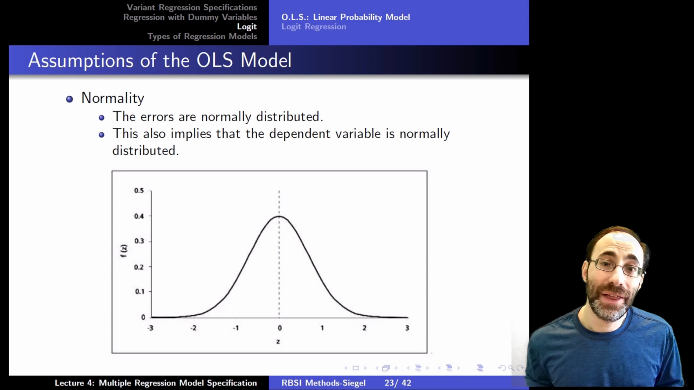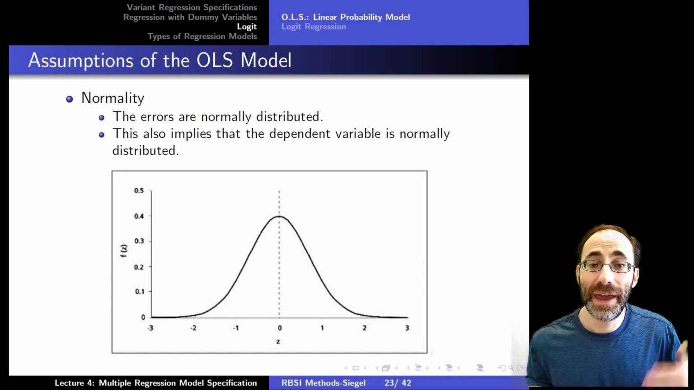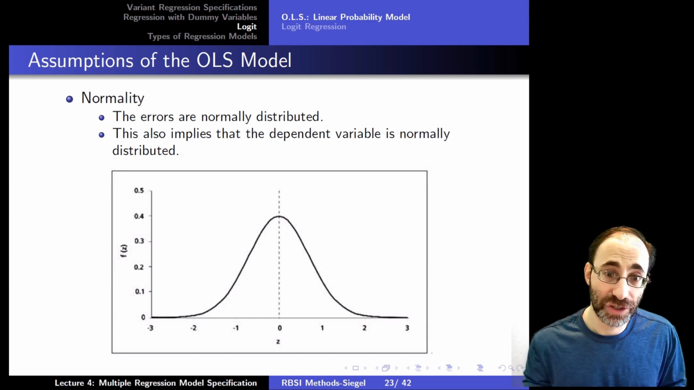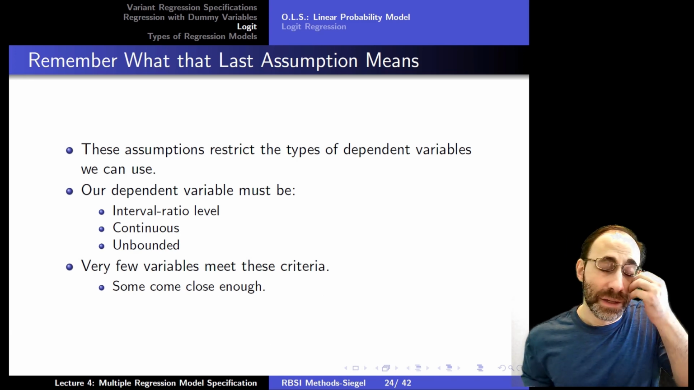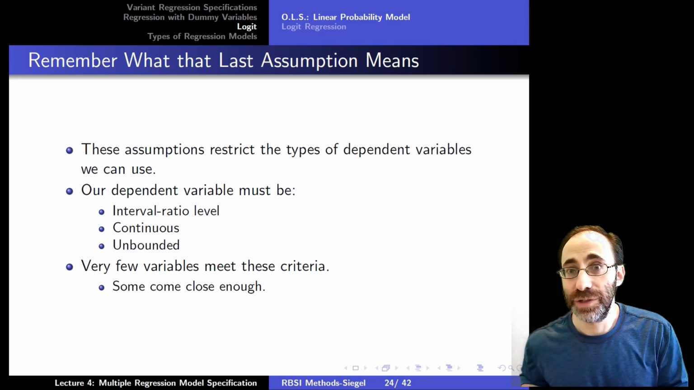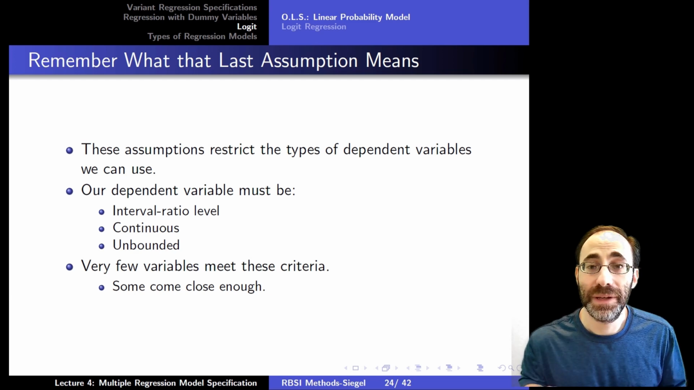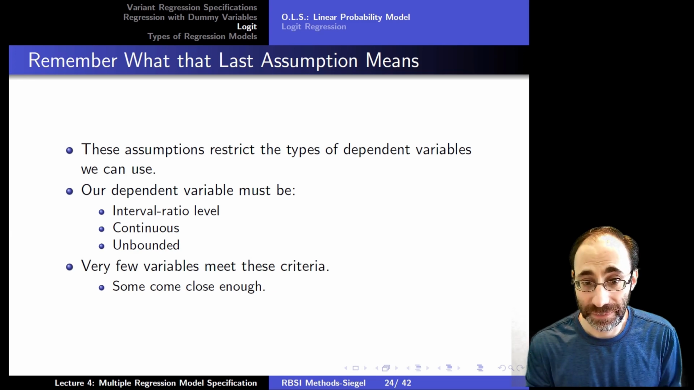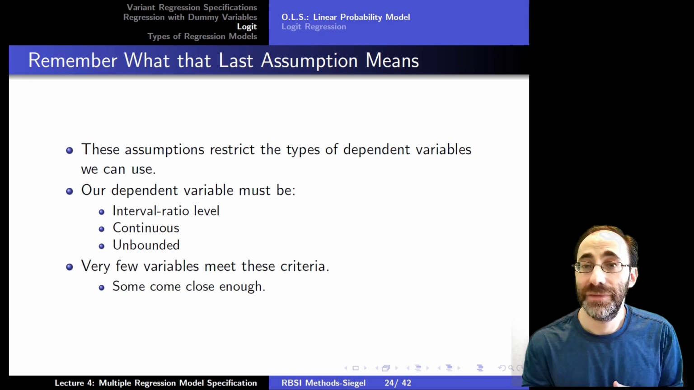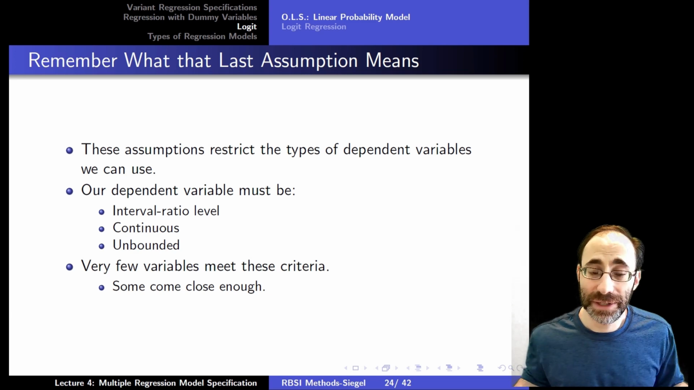The second assumption is normality. We assumed that the errors are normally distributed or t-distributed, and that implies that the dependent variable is also that distribution. That assumption on the distribution limits the kind of dependent variables we can use. Our dependent variable must be interval ratio level, it must be continuous, and it must be unbounded. There are very few variables to meet these criteria, right? Very few variables have no limits in either how big or small they get and are completely continuous.